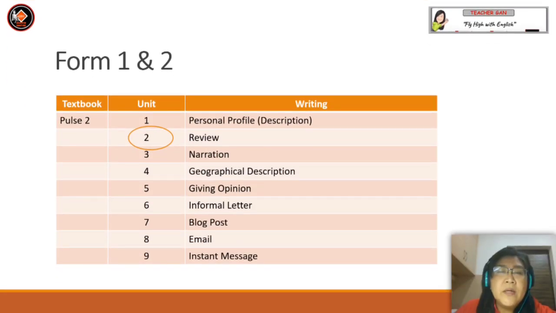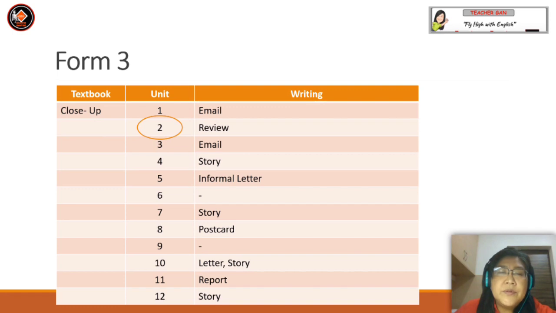Okay, for Form 1 and Form 2, your textbook is Pass 2, so review is in Unit 2. And for Form 3, which is the Close-up textbook, the review lesson is also in Unit 2.